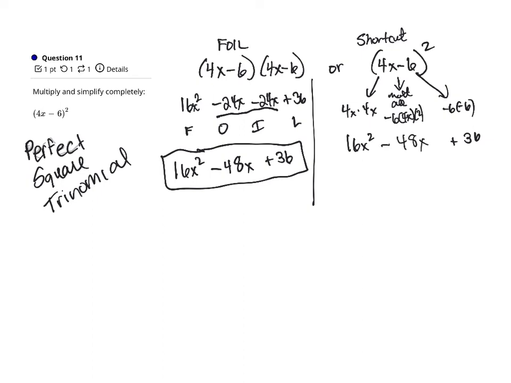And generally you do all that other stuff in your head and you just write the answer. So square the first term, square the last term, multiply all the numbers you see. 4x times negative 6 times 2. It gives you negative 48x.